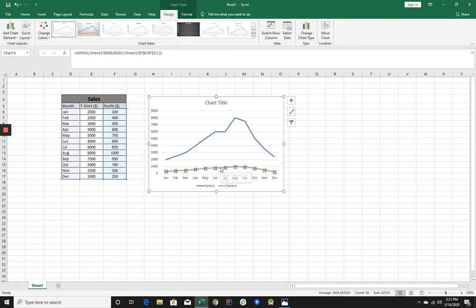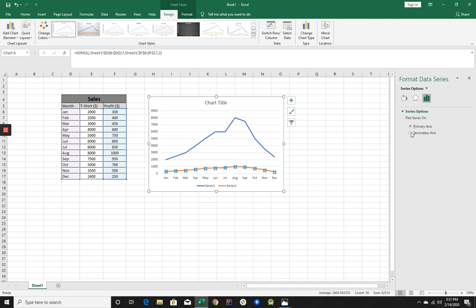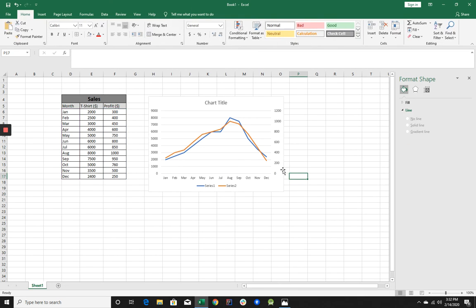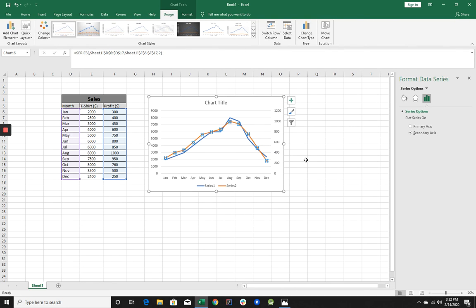So I'm going to add a secondary axis by right-clicking on this line, clicking on Format Data Series, and here you can see secondary axis. This graph shows us how the profit is trending with the sales. It's still not a very useful graph. I would prefer to see something else.